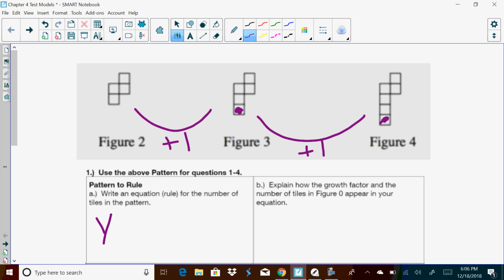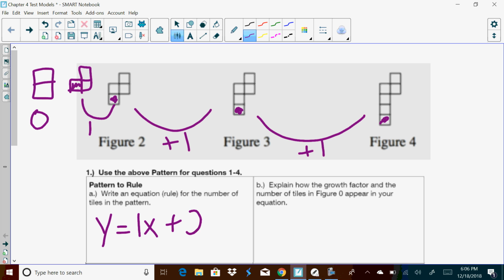So we know that the growth is +1. So I know that my rule is going to be y equals 1x. And then if I can figure out what the 0 pattern is, if I went back to figure 1, I know that I would be taking away a tile. So figure 1 might look like this. Then if I went back to figure 0, I would take away another tile. So this would be figure 0. So I know it's going to be 1x plus 2.